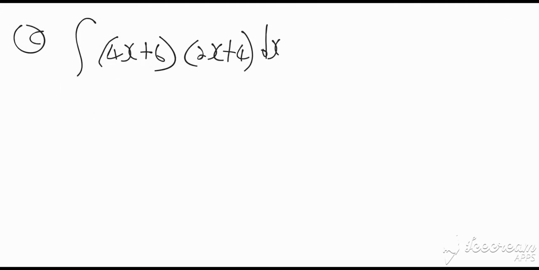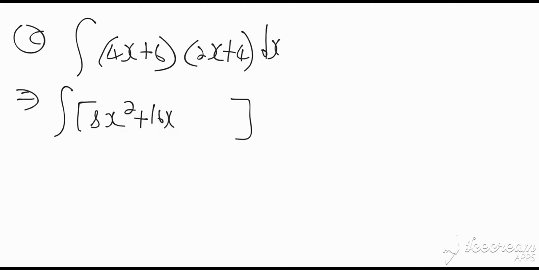Looking at this example, we would not have given you a rule for integrating a product, which means that we don't know what to do in this case, so we're going to have to get rid of the product. So we can expand this bracket. So I'm going to have the integral, put my big bracket here, 4x times 2x, I'm going to have 8x squared plus 16x plus 12x plus 24. And don't forget the dx here.